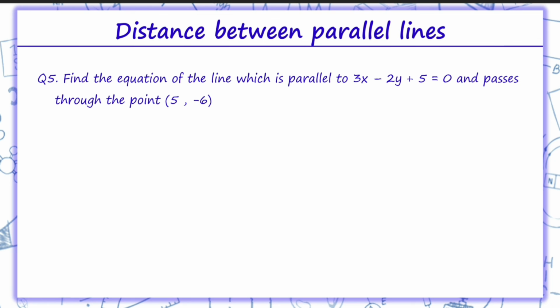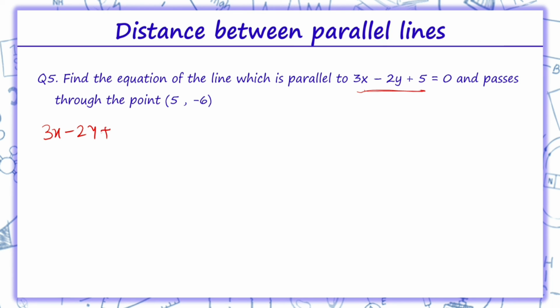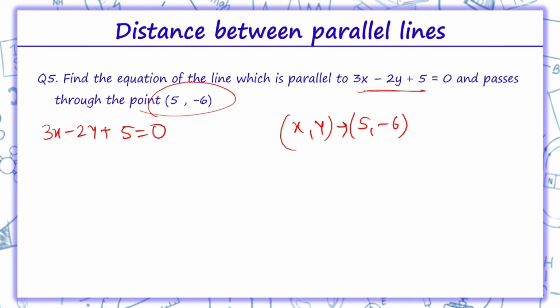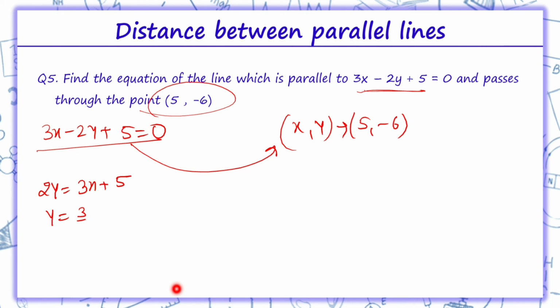Coming on to next question. The next question is we have to find the equation of line which is parallel to 3x minus 2y plus 5 equals 0, and it passes through the point (5, minus 6), that is x, y is 5, minus 6. So we'll first find the slope of this line because the required line will be parallel to it. So the slope of this line will come out to be 2y is equals to 3x plus 5. So y is equals to 3 by 2 x plus 5 by 2. Thus m1 is equals to 3 by 2.